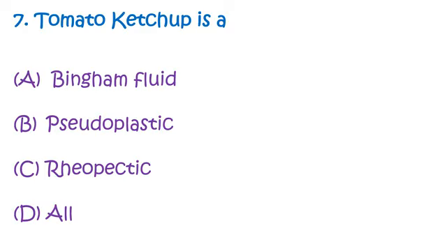Question number 7. Tomato ketchup is a dash. A Bingham fluid, pseudoplastic fluid, rheopectic fluid, or all. And the correct option is option B, pseudoplastic. So there are two types of fluids, the Newtonian and non-Newtonian fluid. Newtonian fluid is the one where irrespective of the stress, it is free flowing. For example, water and the fruit juices.